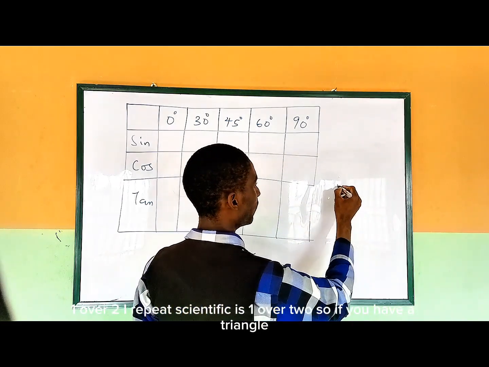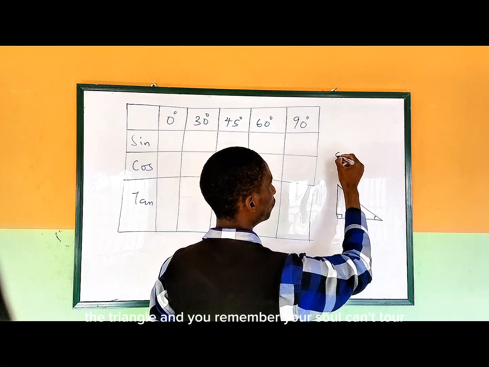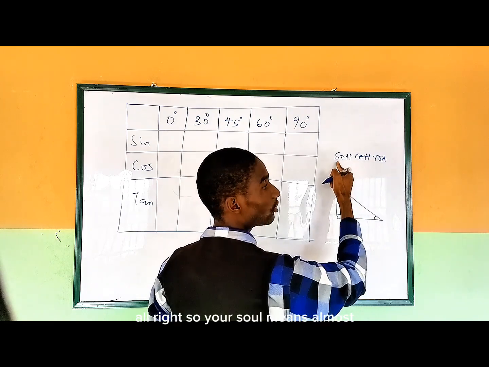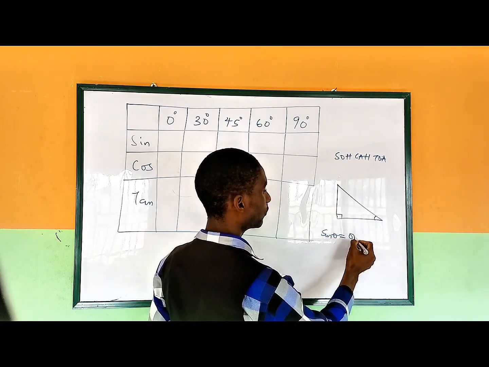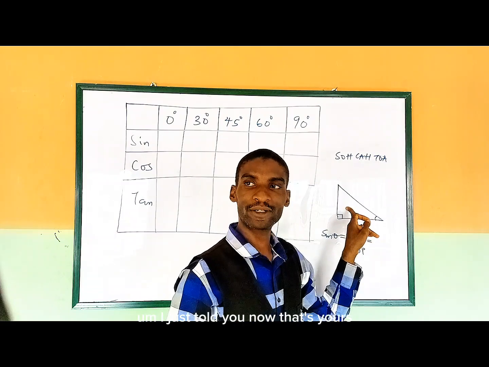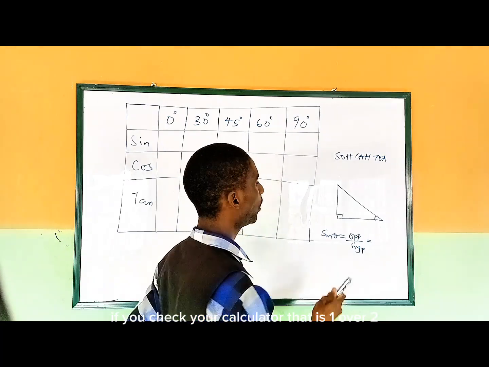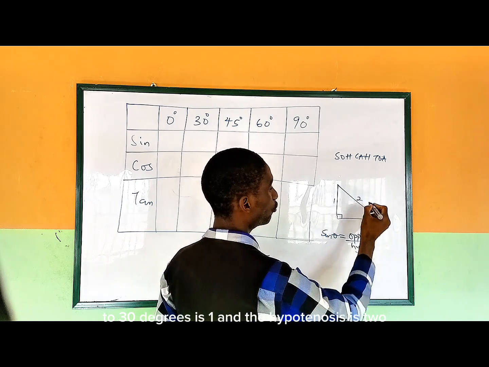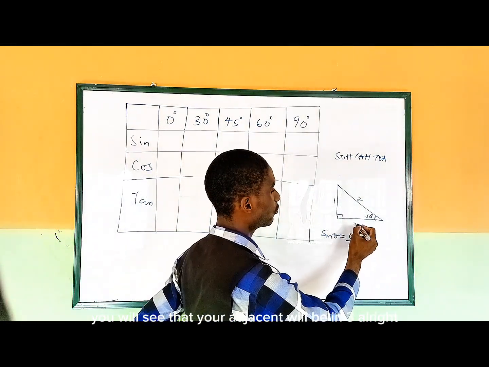So if you have a right angle triangle, and you remember your SOH CAH TOA, sine theta equals opposite over hypotenuse. And I just told you that sine 30 degrees is 0.5. If you check your calculator, that is 1 over 2. So that means the opposite to angle 30 degrees is 1, and the hypotenuse is 2. And if you use your Pythagoras theorem, you will see that your adjacent will be root 3.